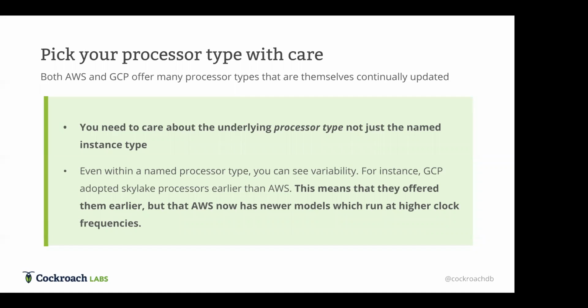I touched on this a little bit with GCP, but you need to care about the processor type, not just the named instance type. And this is because you can see variability among these. In GCP, they actually adopted the Skylake processors a bit earlier than AWS, which means they got them earlier so that people got to take advantage of that performance, but now AWS has newer models which run at a higher clock frequency. And so unfortunately, you can't just look and see like the Skylake processor. You actually have to dig in deep and understand when it was adopted and how those things change.